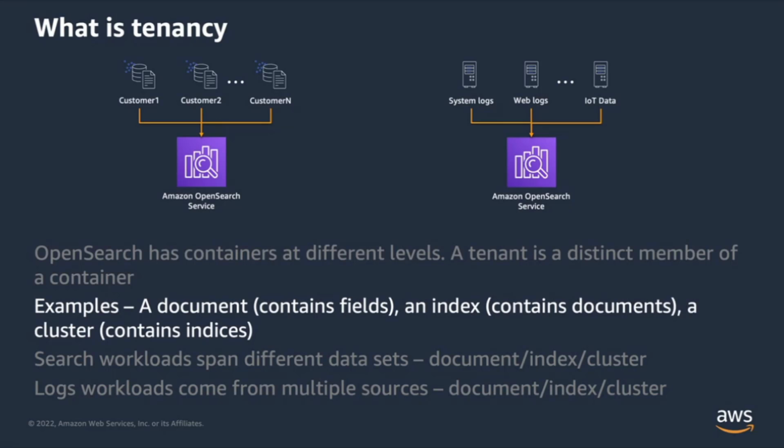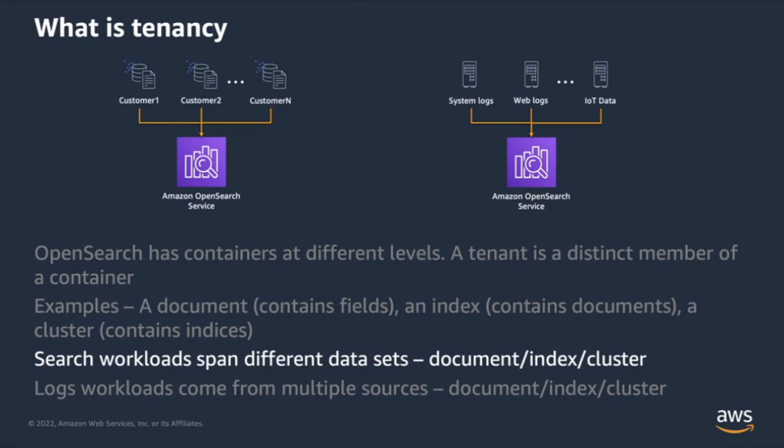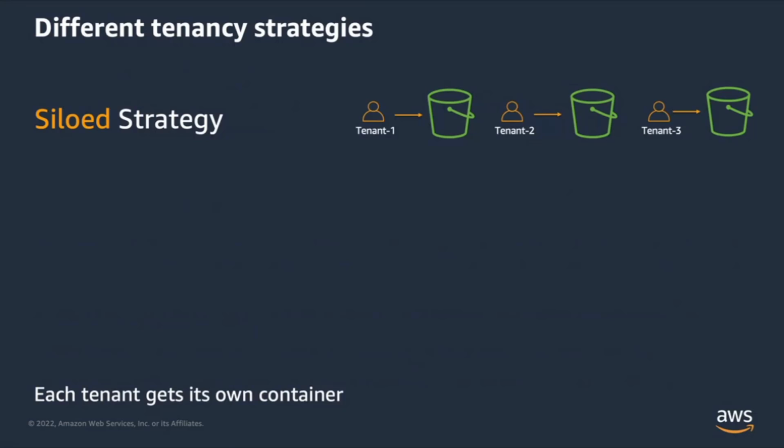So some of the containers that we have are document containers, so documents contain fields. We have index containers, so indexes contain documents. And we have cluster containers, clusters contain indices. Generally, we would see search workloads spanning different data sets, and usually we would use the index as a container for that. Depending, sometimes you could have a document that has multiple containers in it. Sometimes you have a cluster with multiple indices in it, and that's the container. For logs workloads, it's more typically the index, which is the container, and we're rolling multiple indexes into Amazon OpenSearch Service and working with those.